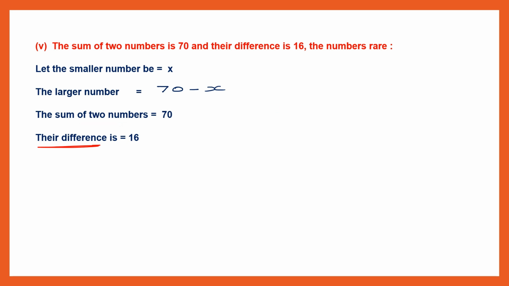So the difference of two numbers is 16. That means let's take the larger number. When we subtract, we put the larger number first, isn't it? 70 minus x, the smaller number, which is x, is equal to 16. Now let's simplify this and see.